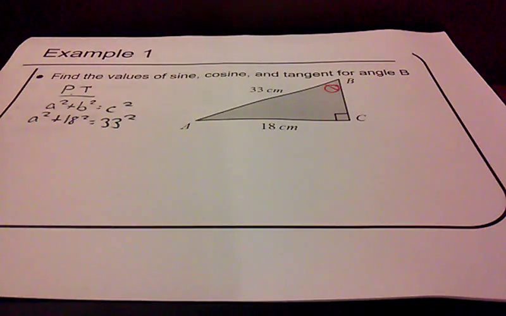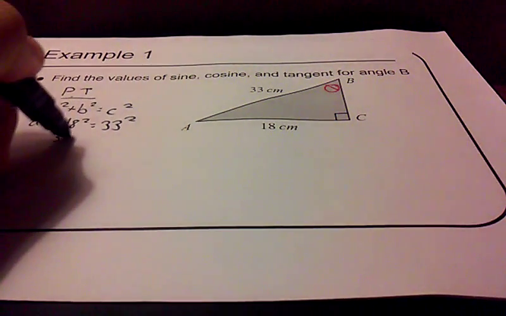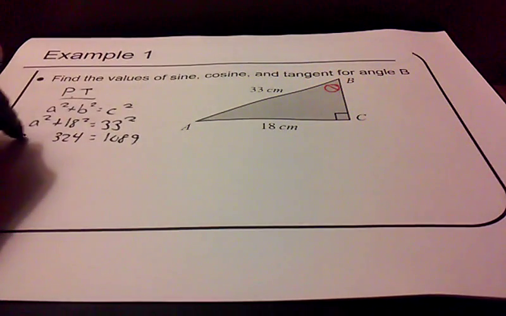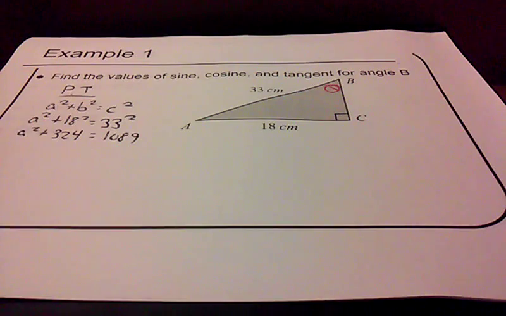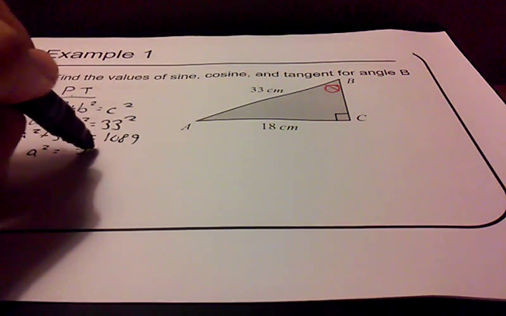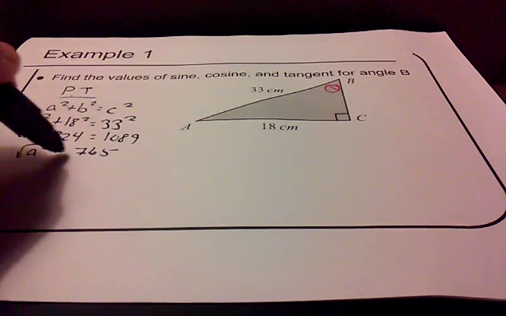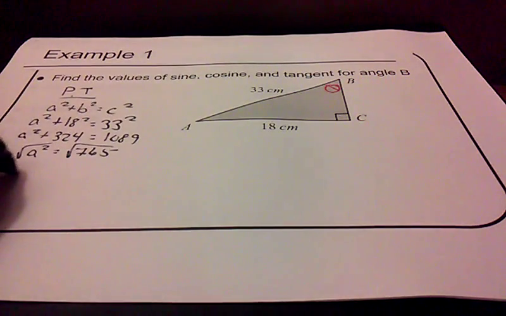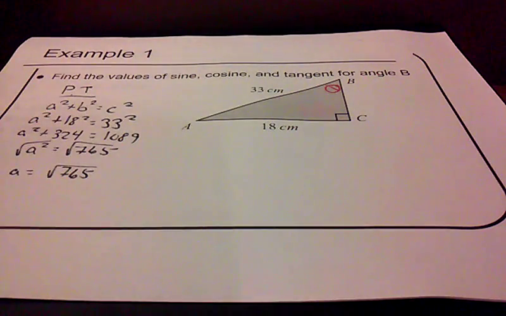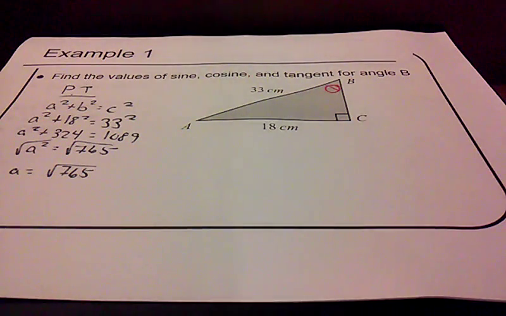All right, so 18 squared is 324, and 33 squared is 1089. And so I'm going to subtract 324 from both sides. It's going to give me a squared is equal to 765, and then I'm going to take the square root, so I'm looking at the square root of 765. Now, at this stage of the game, we're going to try and see if we can simplify that radical. Remember, simplify means take out any square roots that might happen.